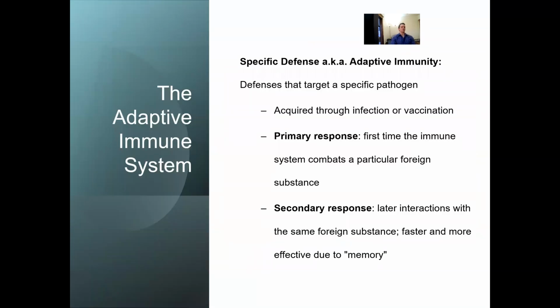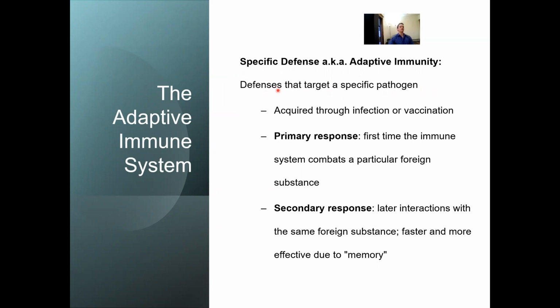Specific defense is also known as adaptive immunity, and it's called this because the first time you respond, your immune response will be slow and not very strong, but afterwards your immune system will be altered to this pathogen, and subsequent responses thus will be much stronger. So in a way, your body has adapted to fight this pathogen and won't be affected as negatively unless the pathogen, of course, changes.